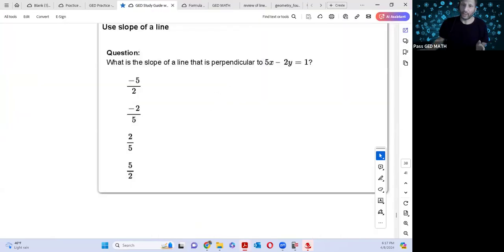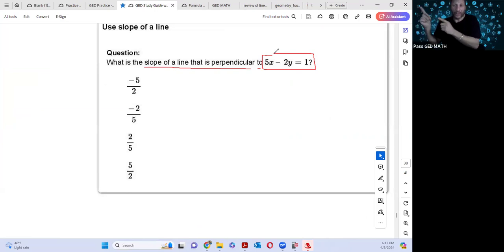So here, in order to answer this question, first you must know what they want. What's the slope of a line that is perpendicular to this equation right here? The equations of lines that are perpendicular are two different equations. They're not talking about this equation. But in order to know the slope of the perpendicular, we must know the slope of this. So again, we already did that.